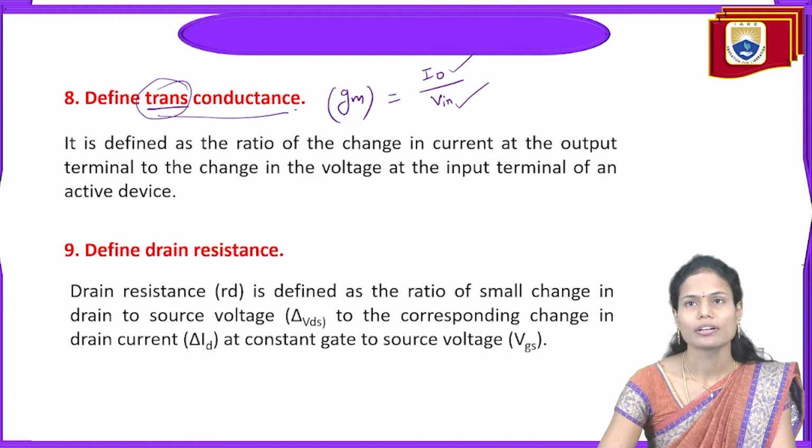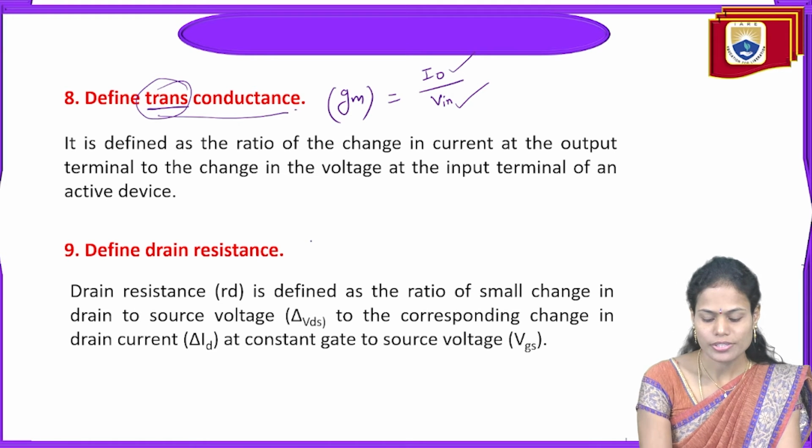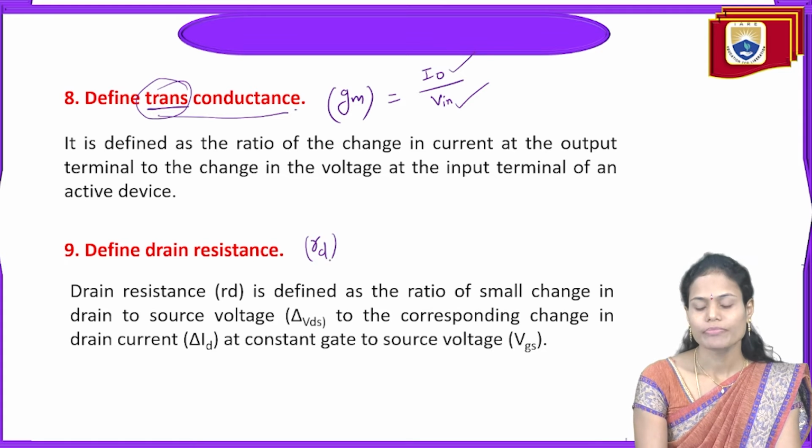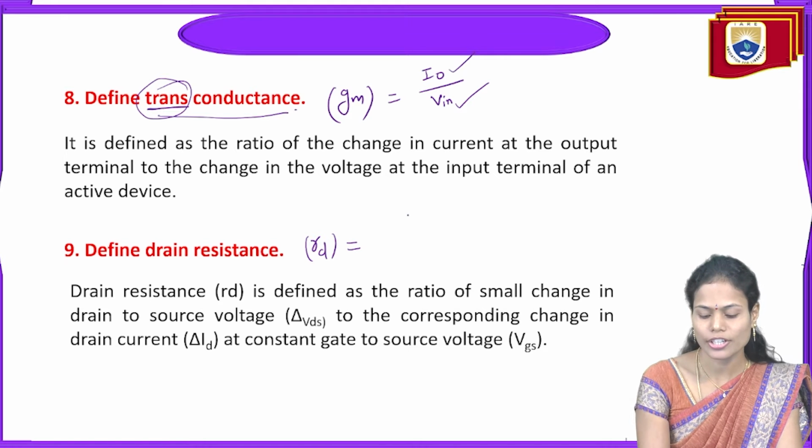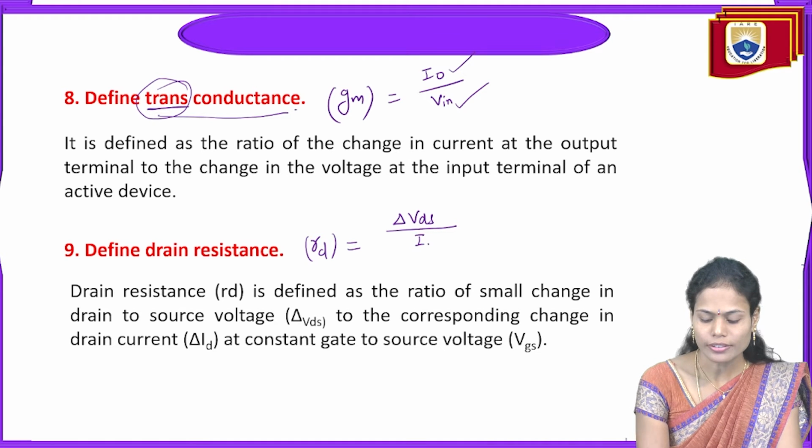And next one is define drain resistance. So drain resistance we are indicating with small rd here. So we can define this drain resistance. It is the ratio of change in drain to source voltage in the FET to the corresponding change in the drain current in the FET.